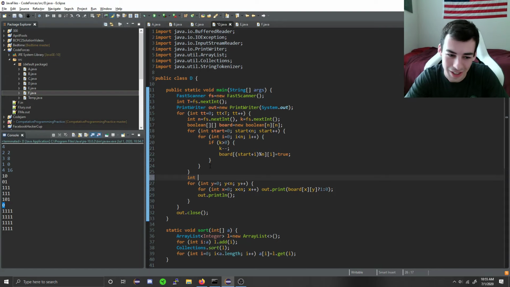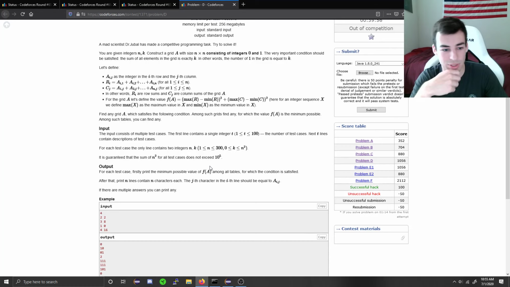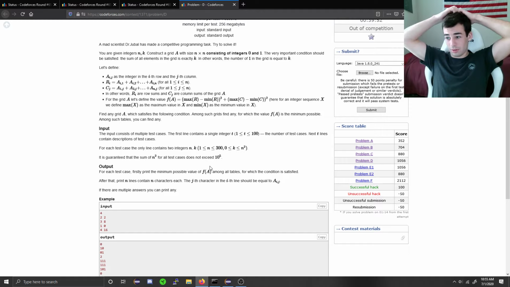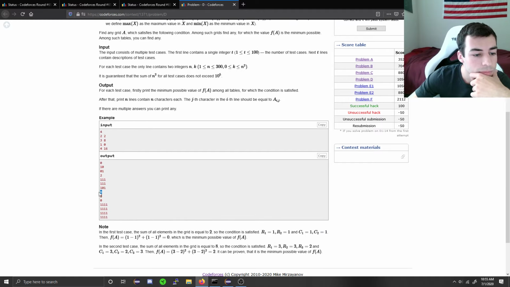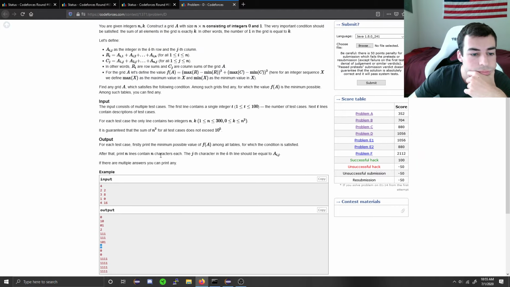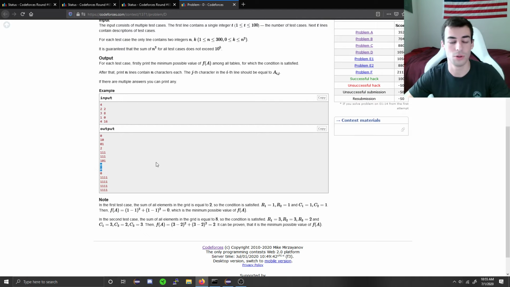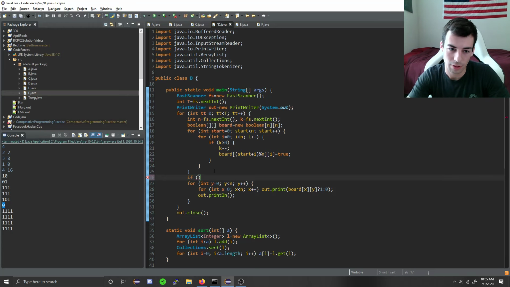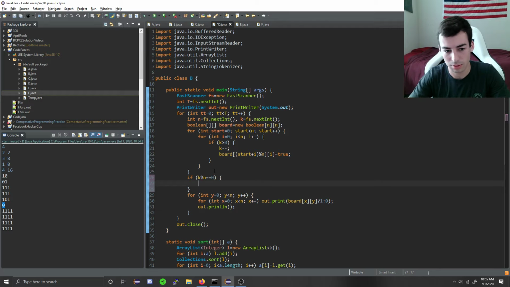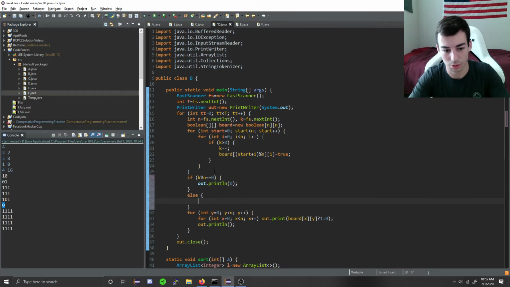Okay, fine. Min are, well, it's always going to be 0 or 1, right? Or 0 or 2. Wait, what are we printing? 3 lines for this. Oh no, this is just 0. Yeah, so it's always 0 or 2. Okay. So if k mod n is equal to 0, then we can do full stripes and print 0. Else print 2.